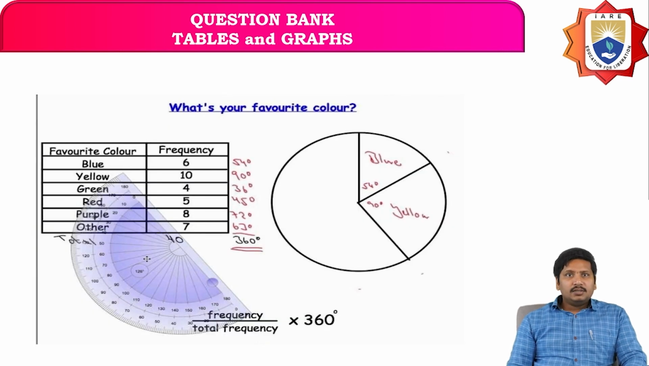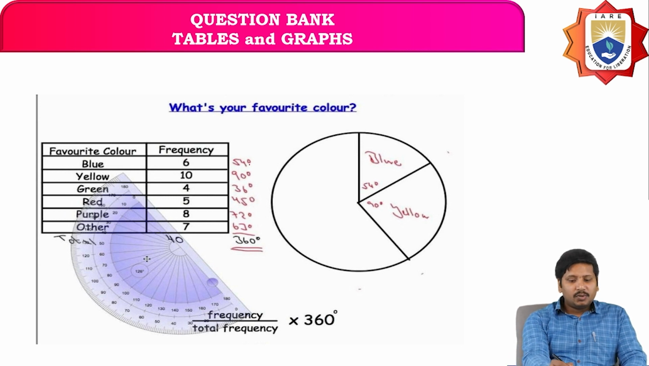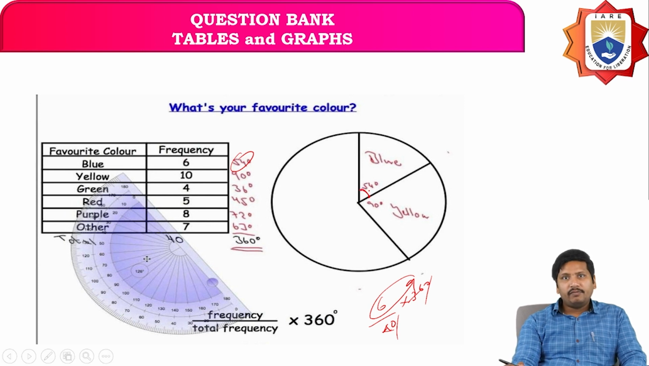So how to construct this? We have an example like this. I'm going to have a frequency of different colors. So how is this going to be obtained? Frequency is 6 divided by total frequency 40, multiplied by 360. So 9 6s are 54, so 54 degrees. By using the protractor, I have to construct the 54 degrees.